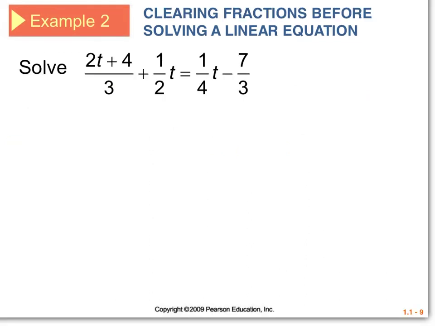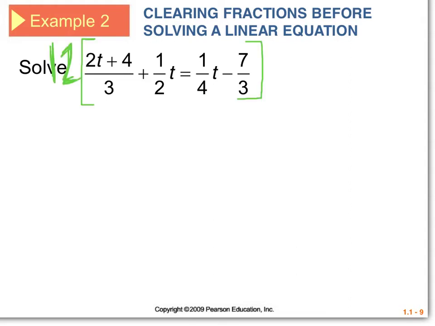Now here it is necessary sometimes to get rid of fractions before solving the linear equation, and so we're going to do that first in this situation. So what I need to do is determine by looking at each denominator what's the smallest number that each of these numbers will divide into. And after I do that, and in this case it's 12, then I'm going to multiply through by 12.